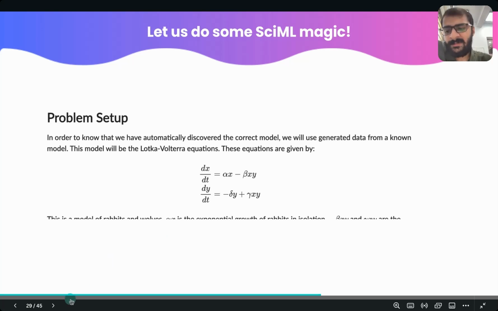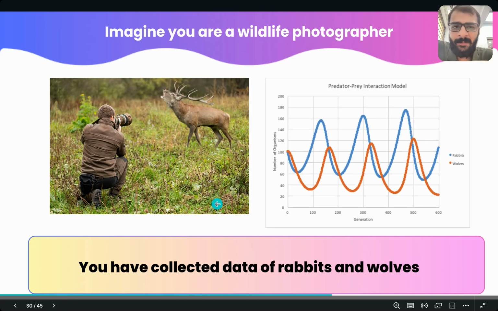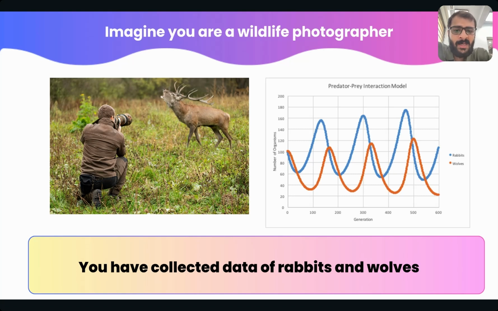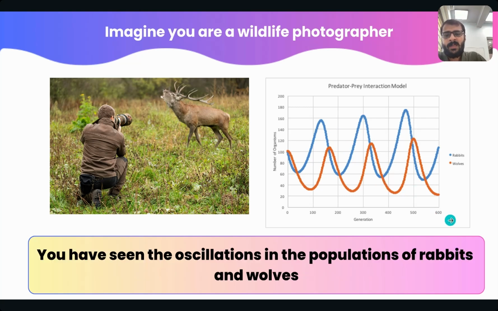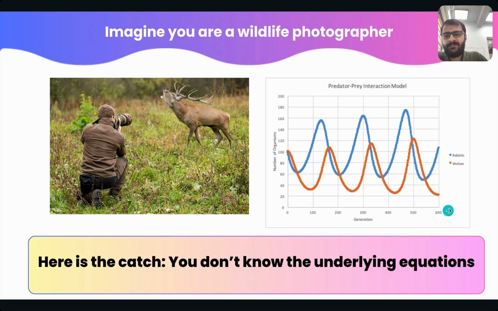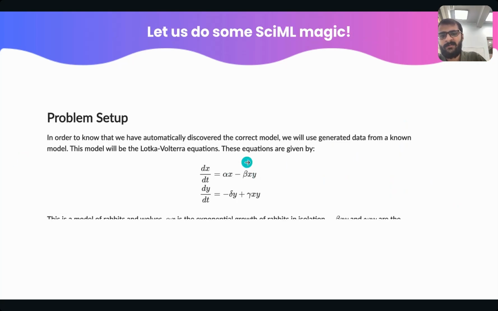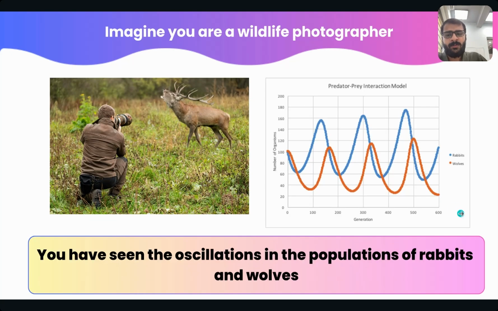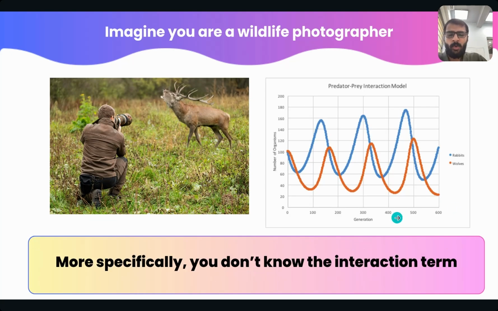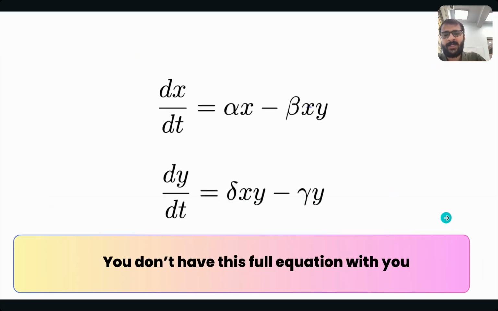Now, let us do some scientific machine learning magic. Let me introduce the story to you. Imagine you are a wildlife photographer and you have collected data of rabbits and wolves. So, you have seen that the data follows a cyclic pattern like this. You have seen the oscillations in the population of rabbits and wolves, but the catch is that you don't know the underlying equations. You do not fully know these ordinary differential equations. More specifically, you don't know the interaction term.